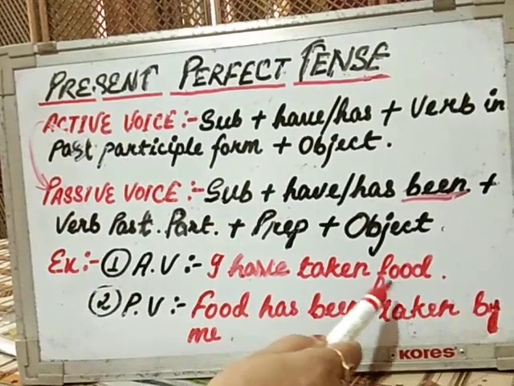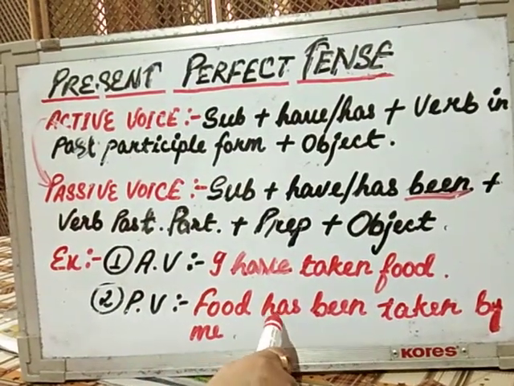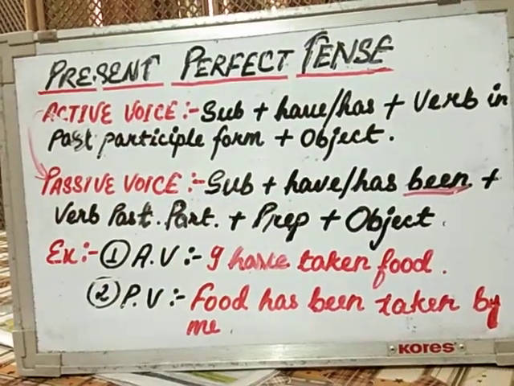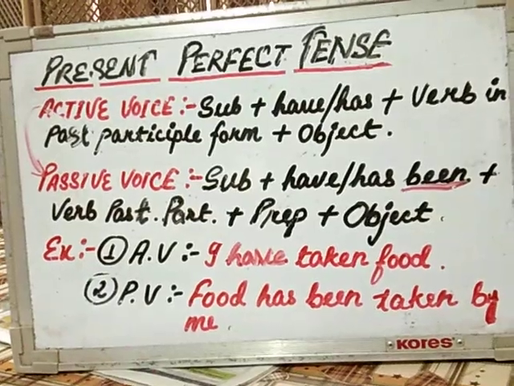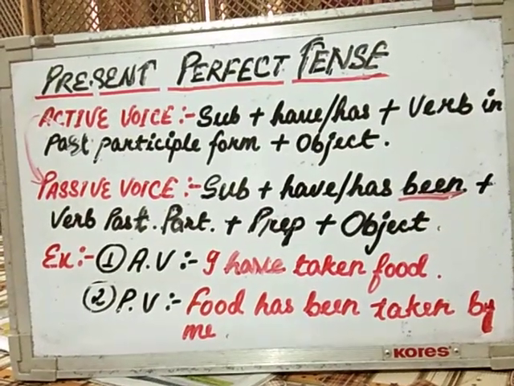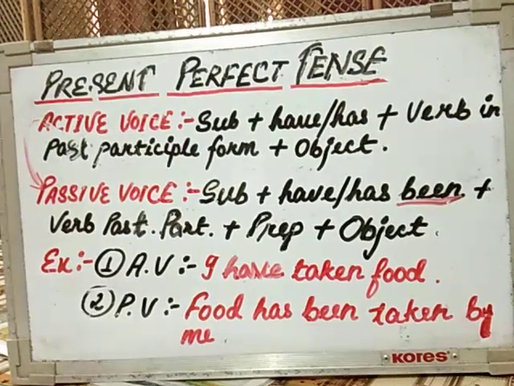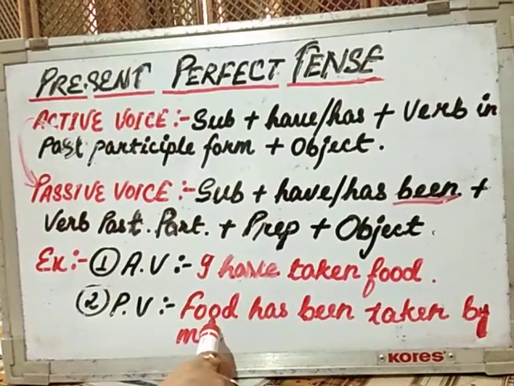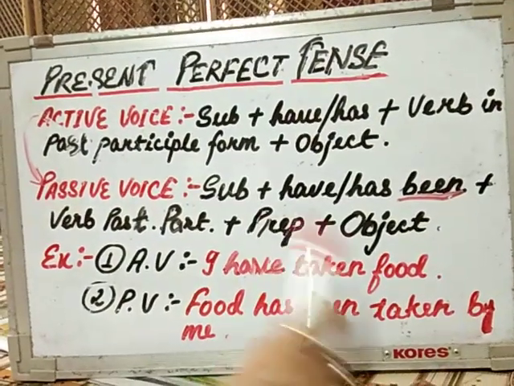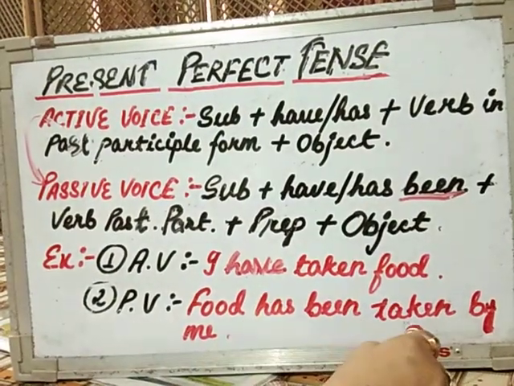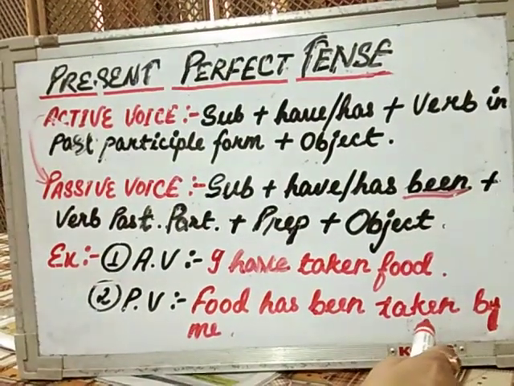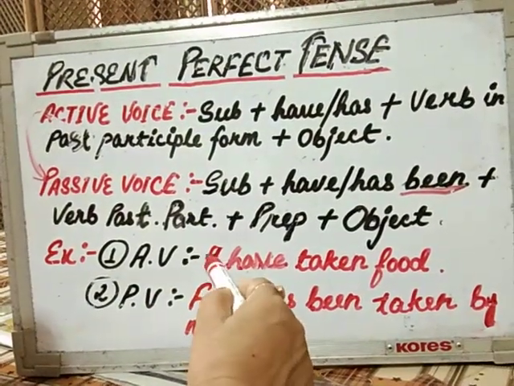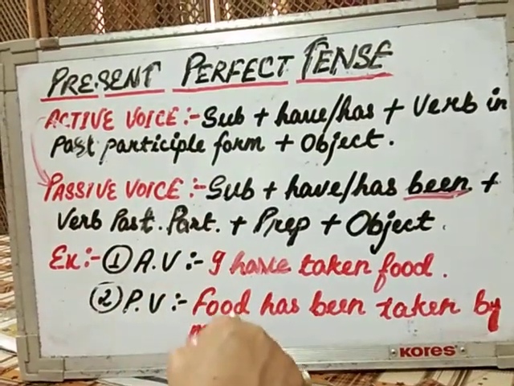And food is the object. Here we have written has, since it is a third person thing. Anything that we speak of indirectly or third personally is called third person. So for a third person thing, it is food has been, as I told you, you have to add been, and taken, the past participle form of take. So taken, and we have to add a new word, that is by, and this I becomes the object as me.